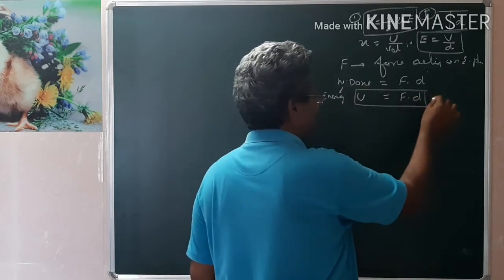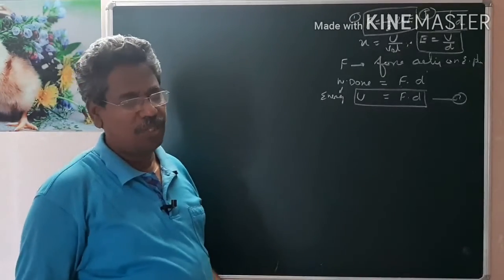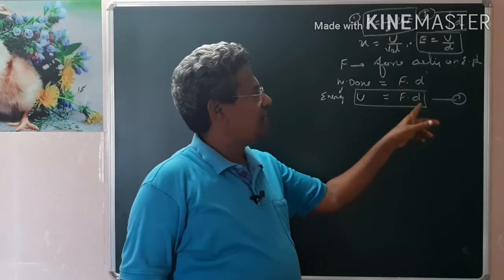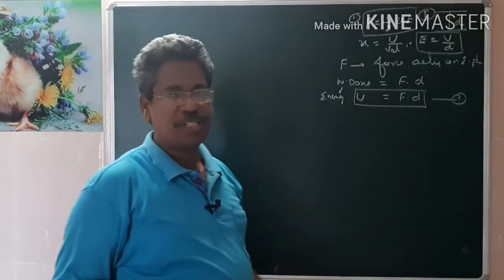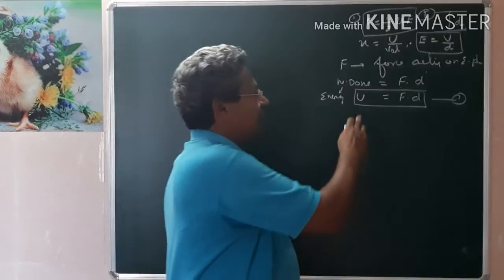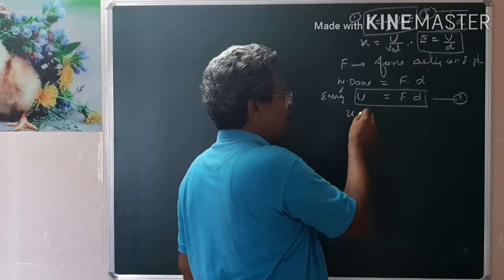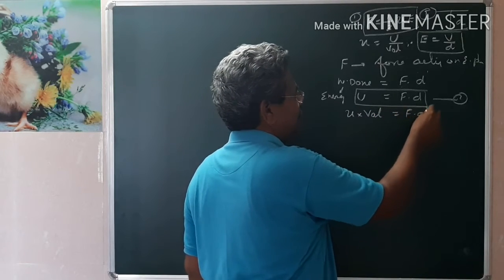Therefore, this is the basic concept you have to understand. Energy can be converted to work done, or work done can be converted to energy. This is the force acting on each plate, and we move through a small distance D. This work done will be stored as electrostatic potential energy. Now our aim is to relate the two. Any energy is equal to energy per unit volume into volume, which is equal to F into D.